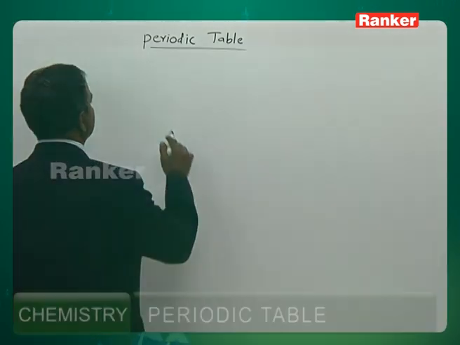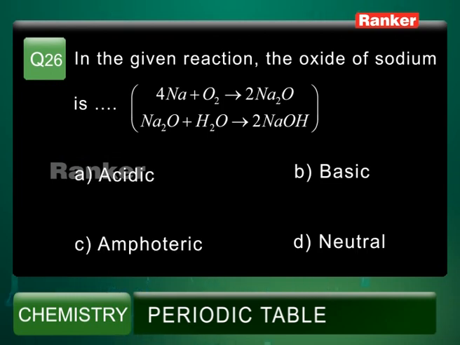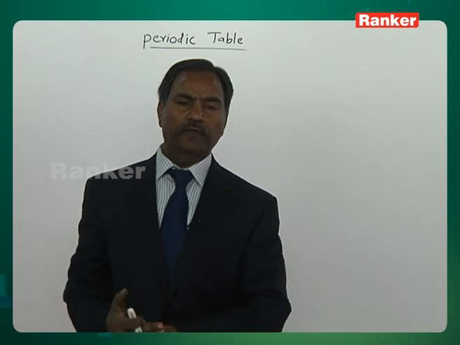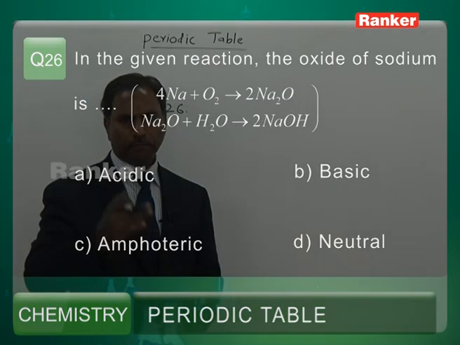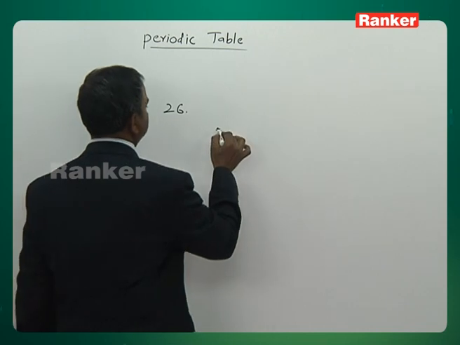Question number 26. In the given reaction, the oxide of sodium is: 4Na plus O2 gives 2Na2O, Na2O plus H2O gives 2NaOH. A is acidic, B is basic, C is amphoteric, D is neutral. Let us see what equation is given.